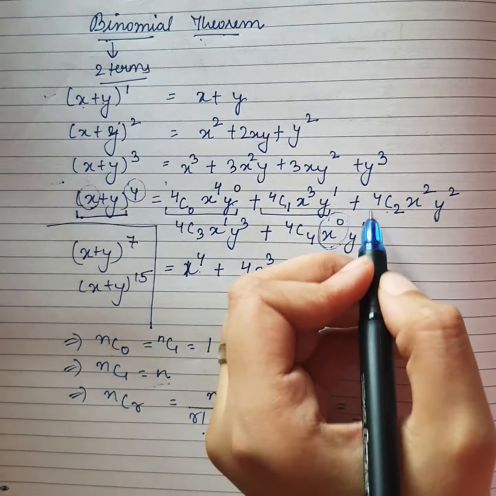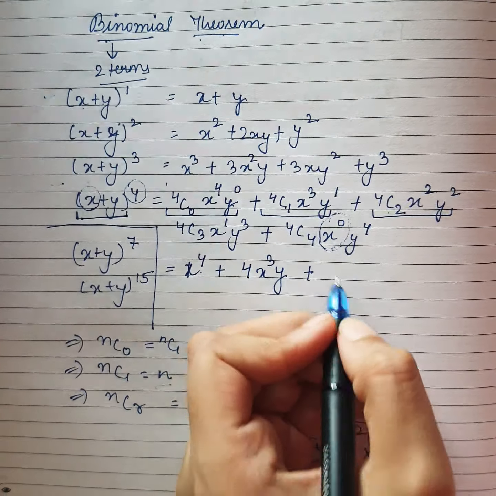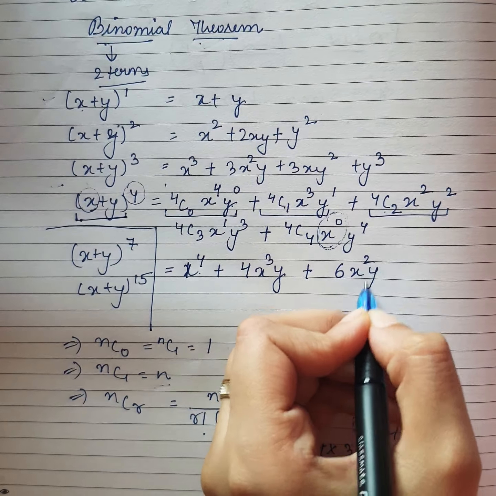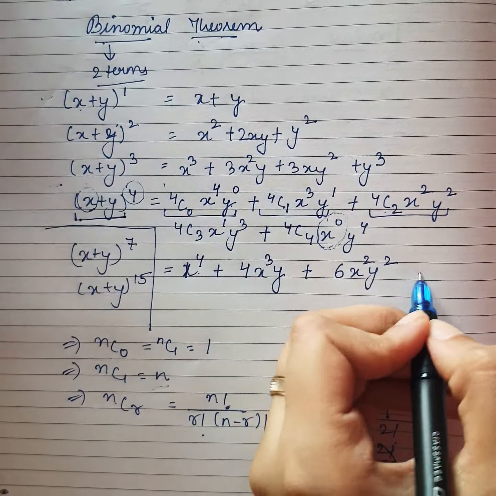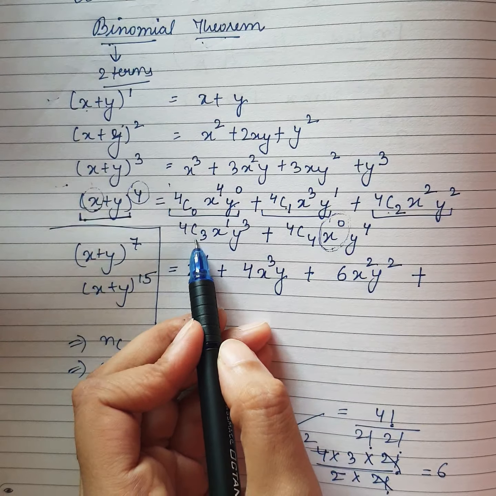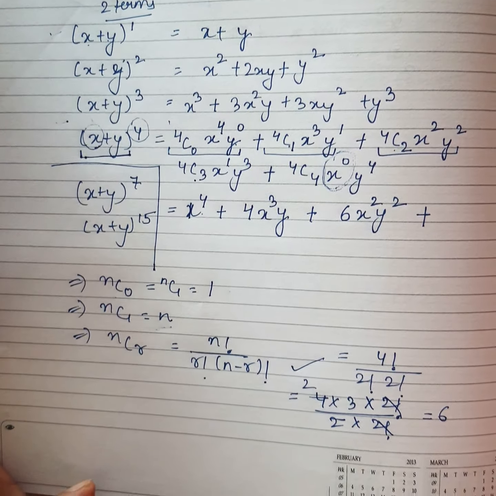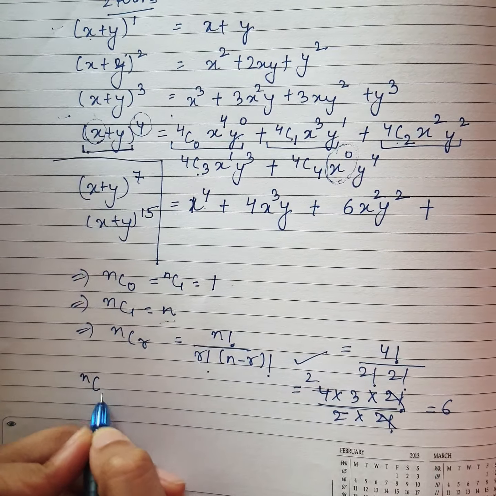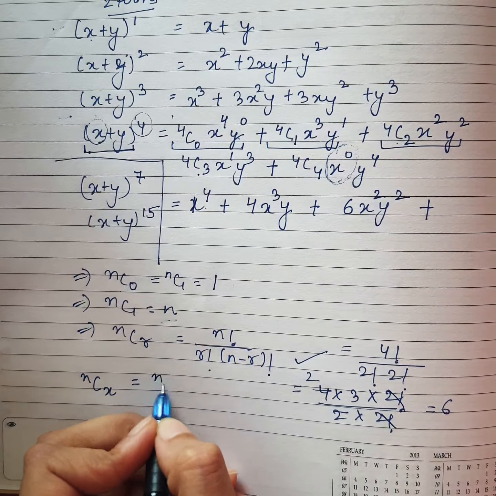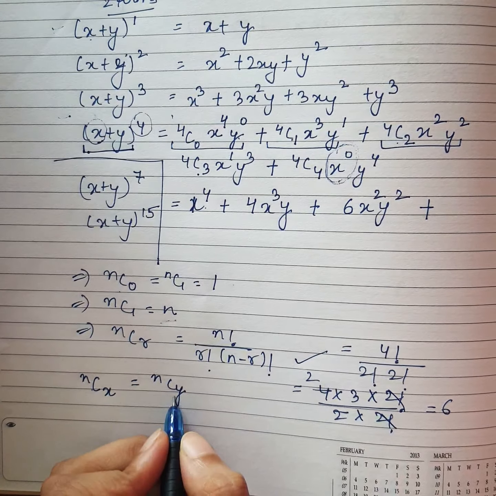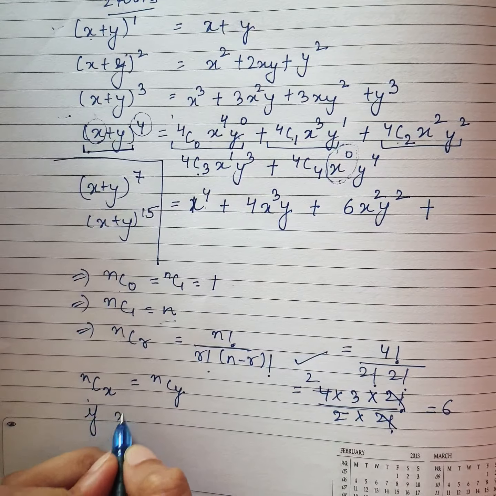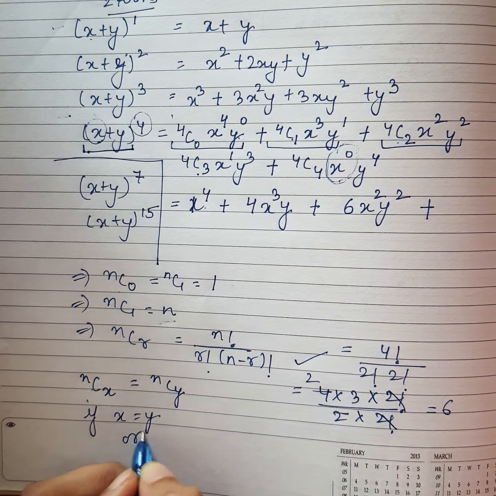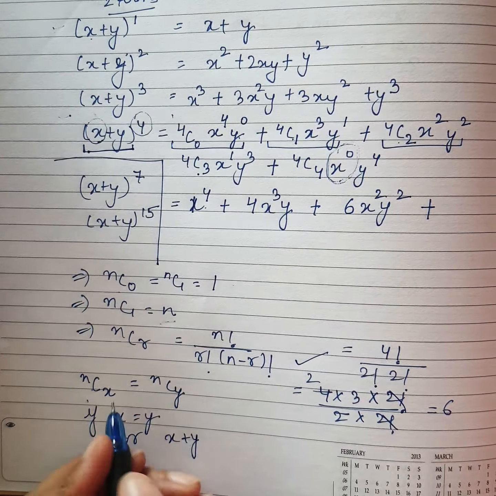This term also we have done. Now we are on this and the answer is 6x square y square. Next, 4C3. Now here we need one more property to avoid calculation at every step. There is a property of combination: nCx is equal to nCy if either x is equal to y, or the sum of both suffixes is equal to n, right?